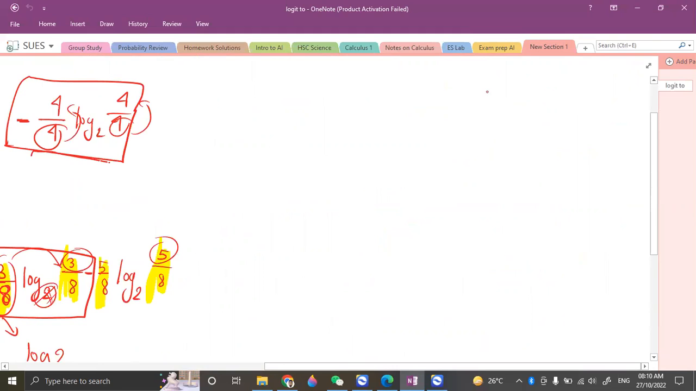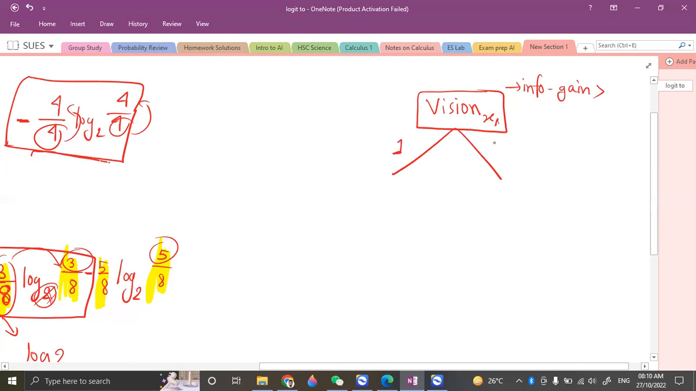So we have our root node here, that is vision, right? Because the information gain is bigger for vision. So vision is attribute x1. And then we try to split this, because for vision we have qualified and not qualified, right? We have qualified and not qualified.